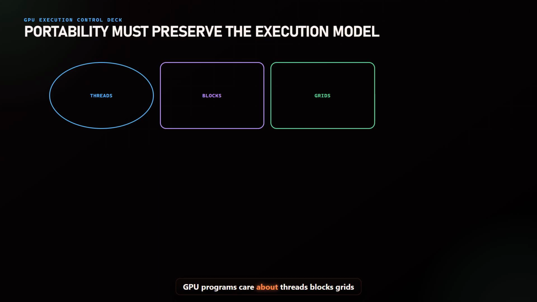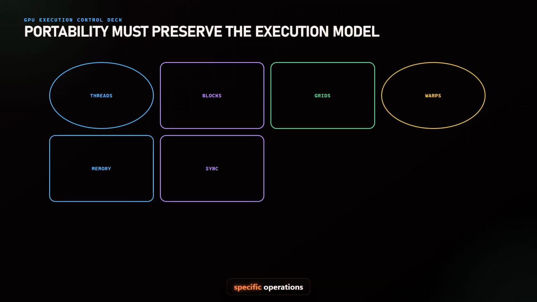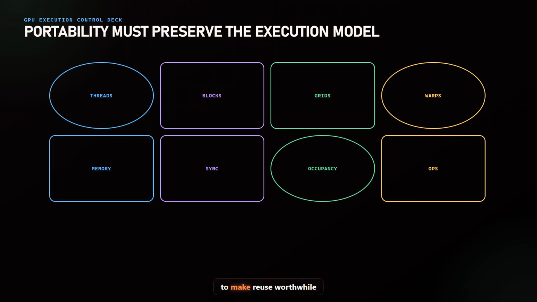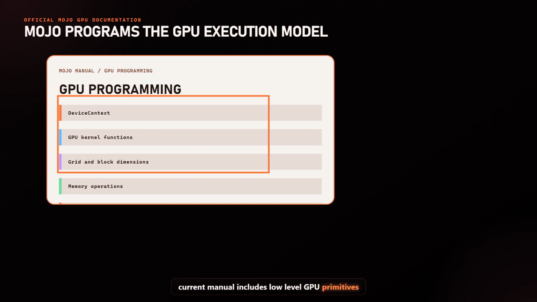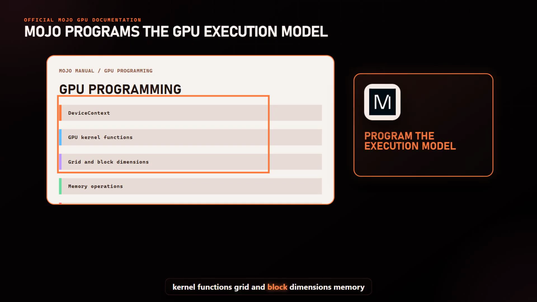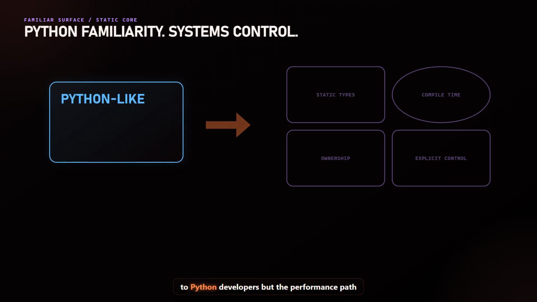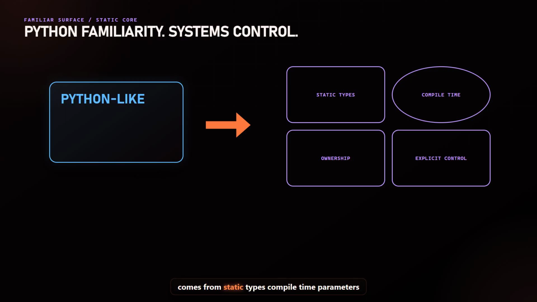GPU programs care about threads, blocks, grids, warps, memory movement, synchronization, occupancy, and hardware-specific operations. A portable layer must expose enough control for performance while hiding enough vendor difference to make reuse worthwhile. Mojo attacks that layer as a systems programming language for CPUs and GPUs. Its current manual includes low-level GPU primitives, device contexts, kernel functions, grid and block dimensions, memory operations, barriers, and synchronization. This is not a decorative Python wrapper around a remote service. The developer is programming the execution model. The syntax is designed to feel familiar to Python developers, but the performance path comes from static types, compile time parameters, ownership, and explicit control.